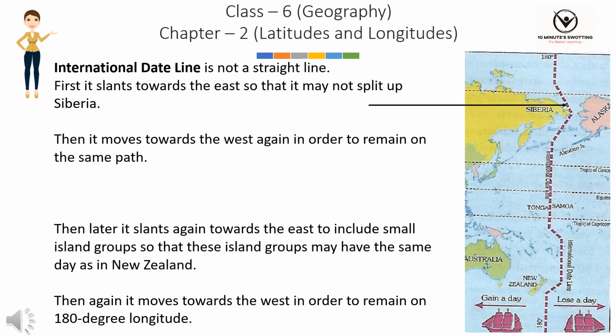International Date Line is not a straight line. First it slants towards the east so that it may not split up Siberia. Then it moves towards the west again in order to remain on the same path. Then later it slants again towards the east to include small island groups so that these island groups may have the same day as in New Zealand. Then again it moves towards the west in order to remain on 180-degree longitude.